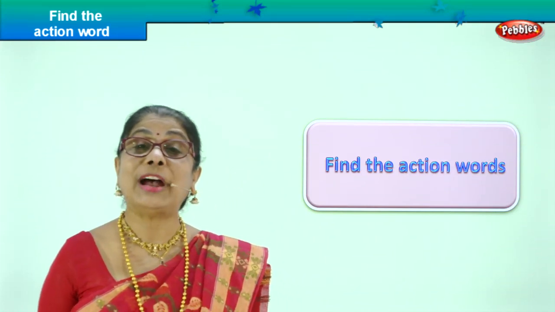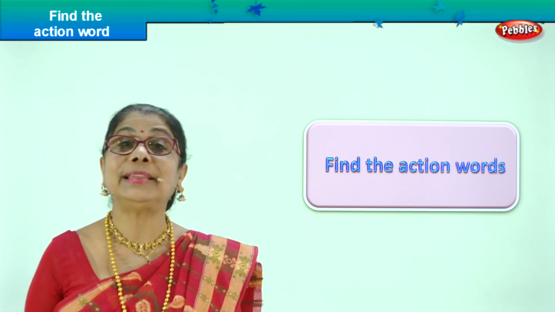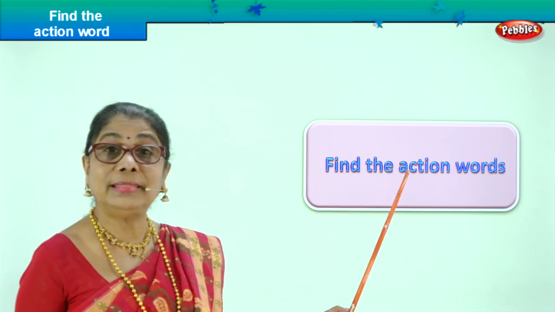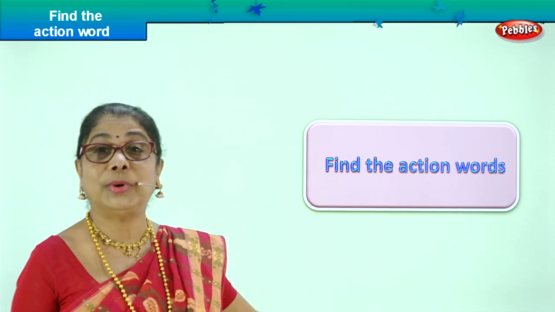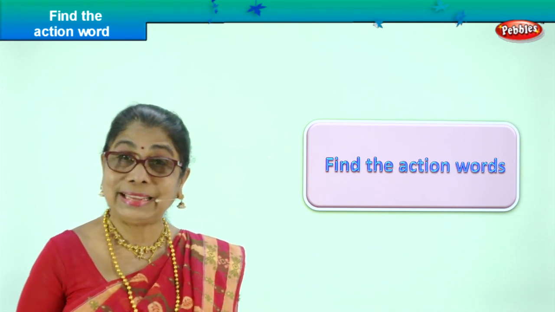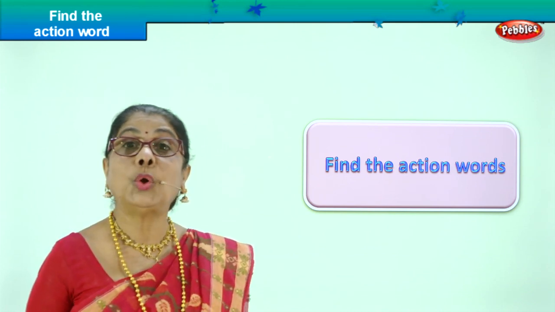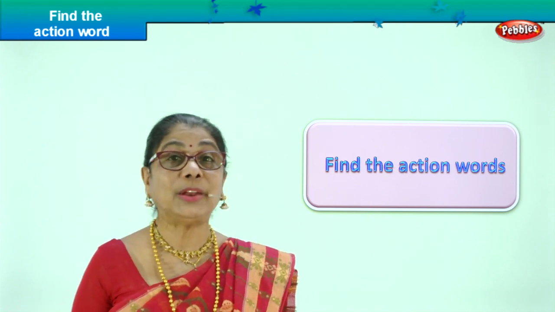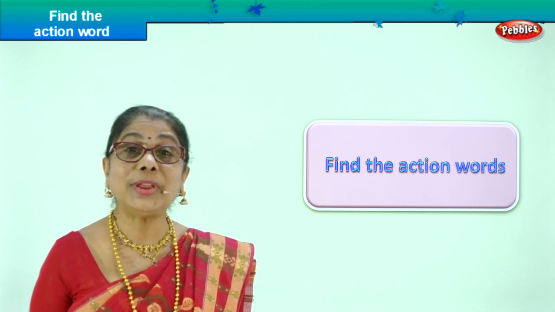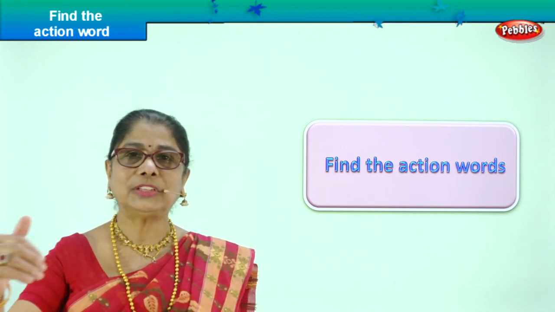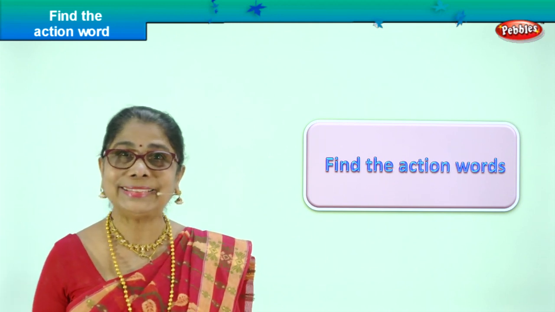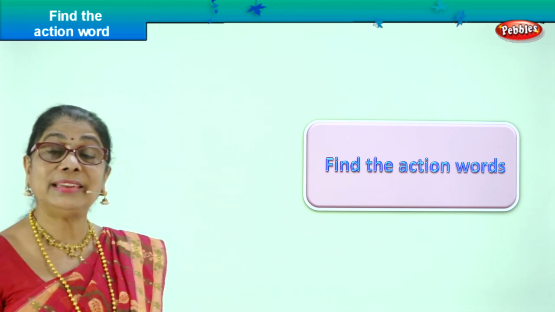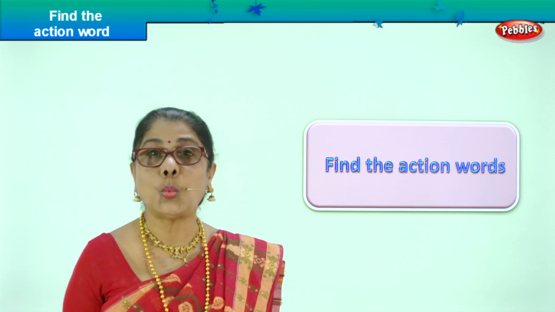Now we are going to do a very interesting exercise. What is that? Look here. Find the action word. You will have a puzzle-like thing. Identify action words. Yes, very interesting. And together with that, what are we learning? We are learning to read. When you are identifying and you are spelling, you are also learning to read. Spell and read. Good. Let's look at our first puzzle and let's find the action words.